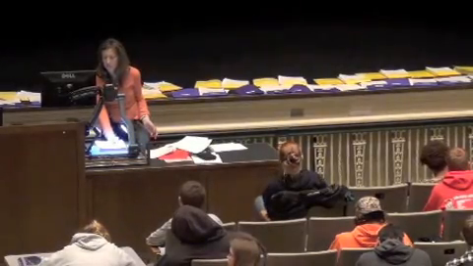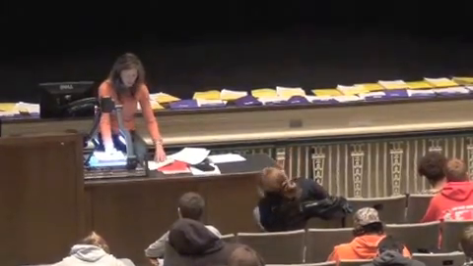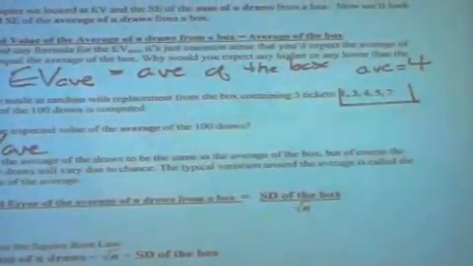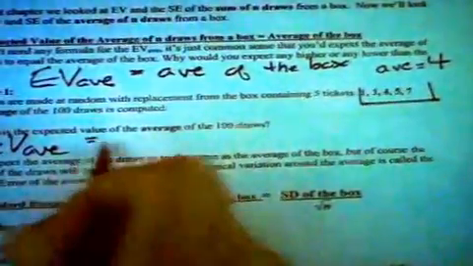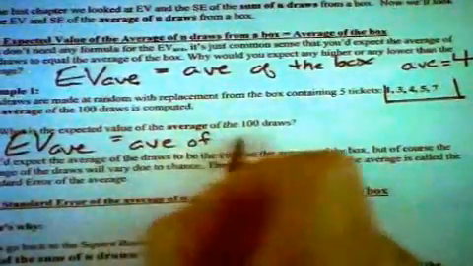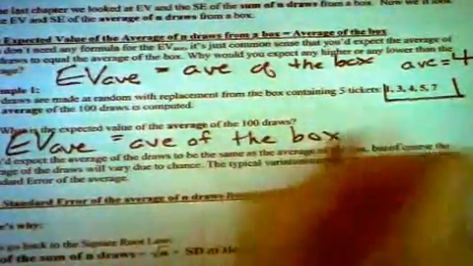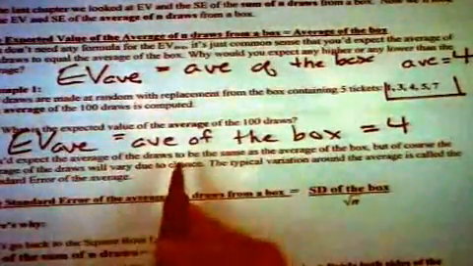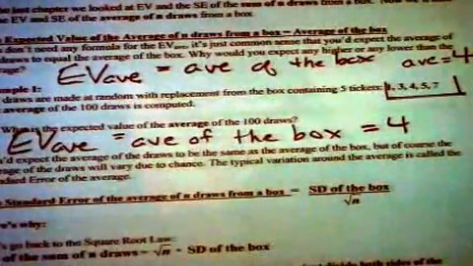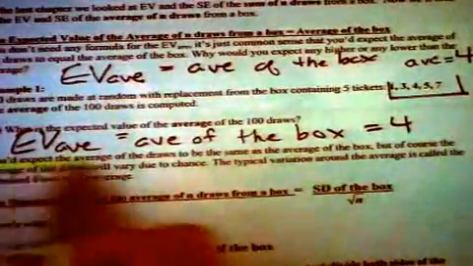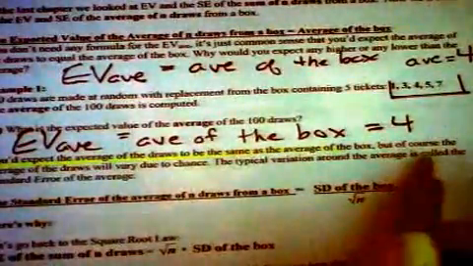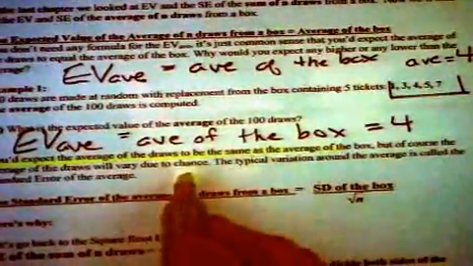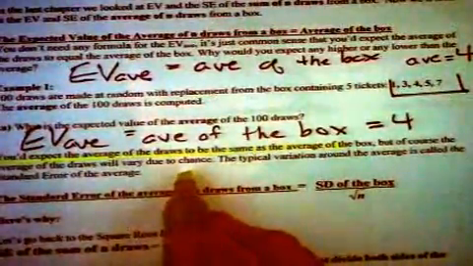So what is the expected value of the average of 100 draws? The expected value of any average, even the average of 20 million draws, is just going to be the average of the box. So in this case, it's 4. You'd expect the average of the draws to be the same as the average of the box. But of course, it's going to vary.